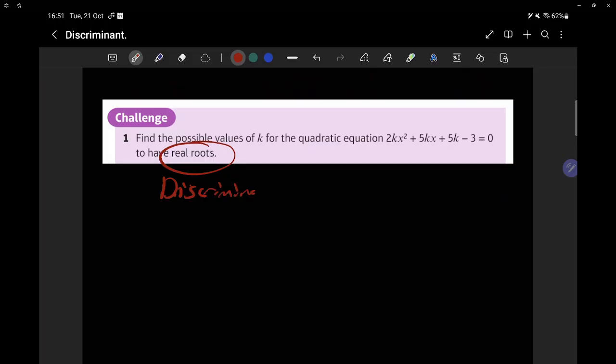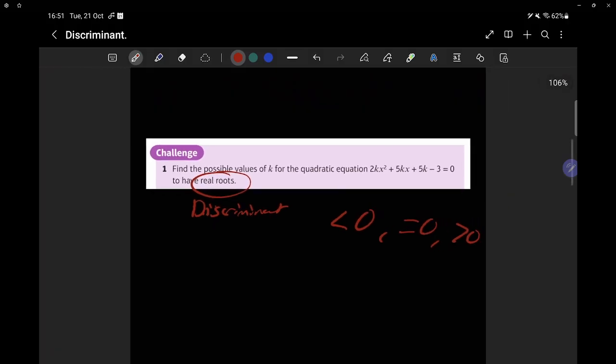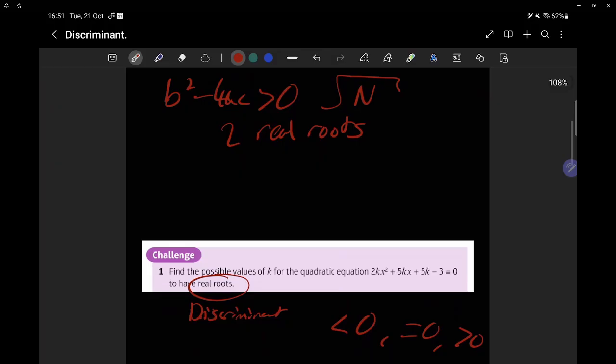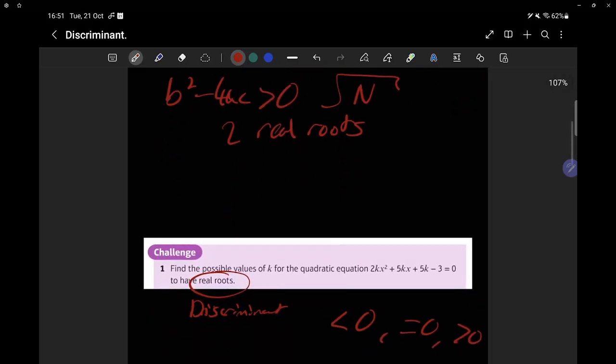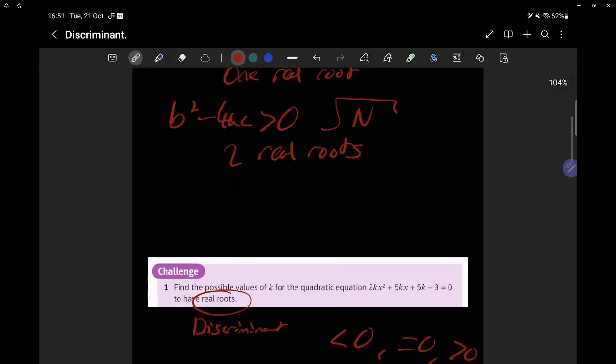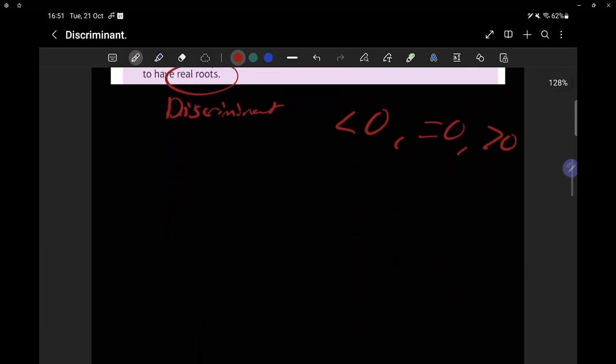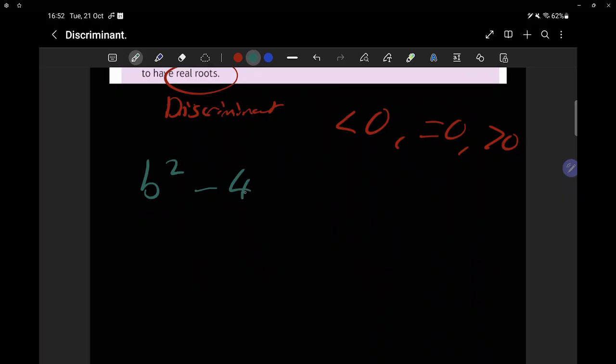But then what we've got to figure out is, do they want less than 0, equal to 0, or greater than 0? Well, this wants real roots, so that's the plural there. We know it wants real roots, not a real root or no real roots. It doesn't say 2, but because it's a plural, that's what it implies. So we want b squared minus 4ac to be greater than 0.